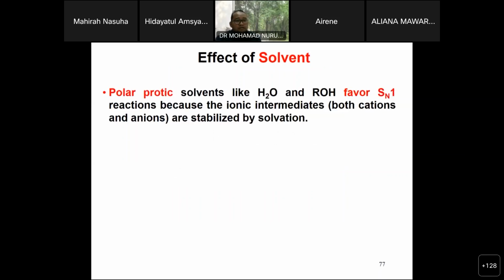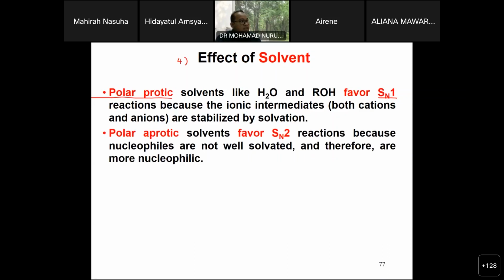So for the solvent effect, number four here: polar protic solvent favors SN1, because the ionic intermediates, both cation and anion, are stabilized by solvation. Polar aprotic solvent favors SN2 reactions. This is very important.